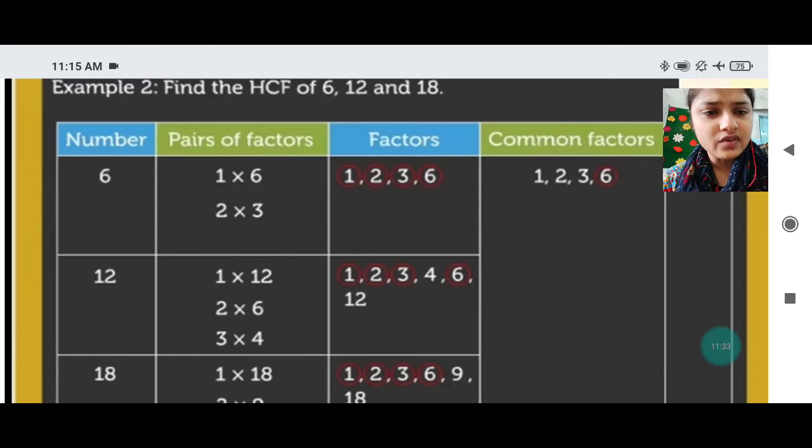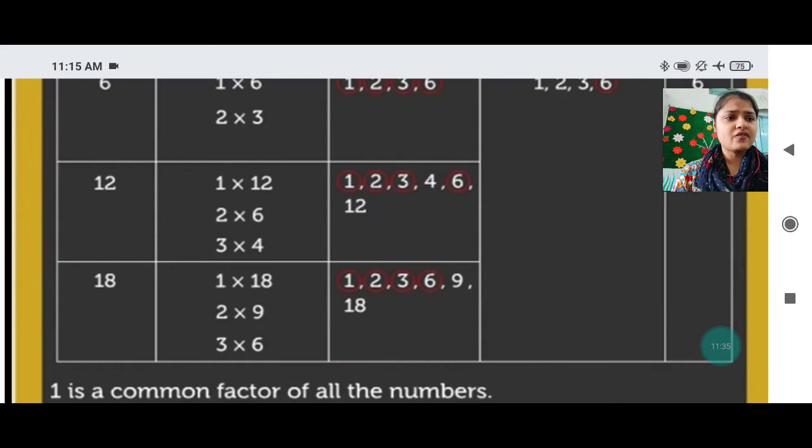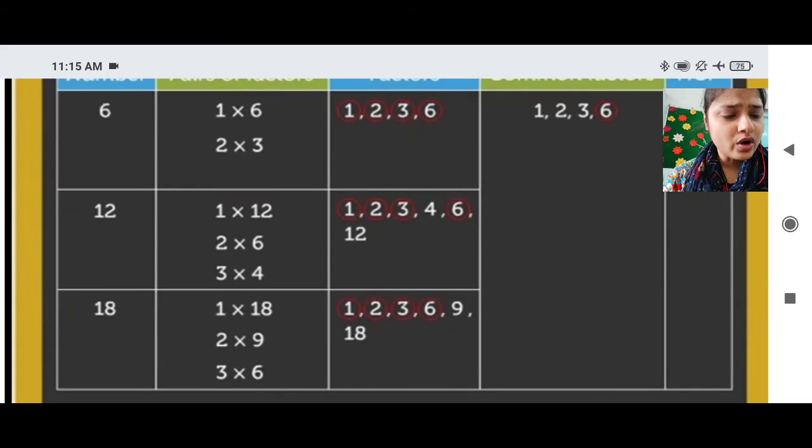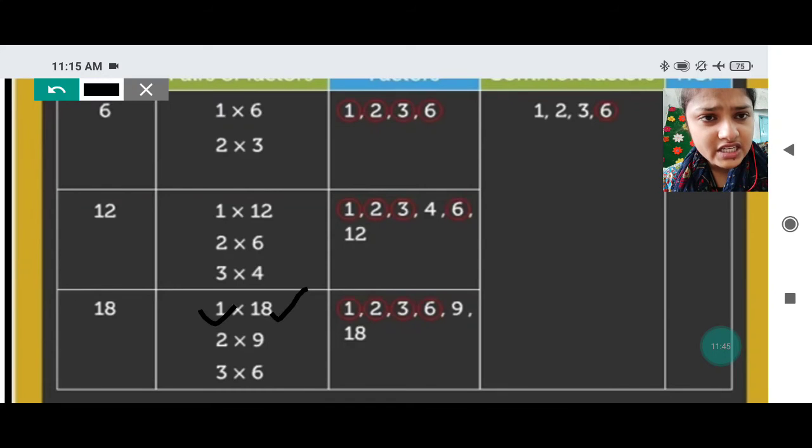Now after that we will move on and see the factors of 18. So what are the factors of 18, my dear? We can see that 1, 18, 2, 9, 3 and 6 are the factors of 18. It means 18 is completely divisible by these numbers and leaves the remainder 0.